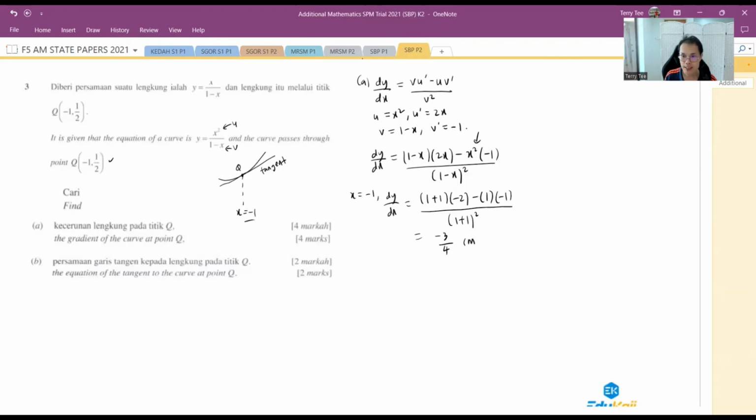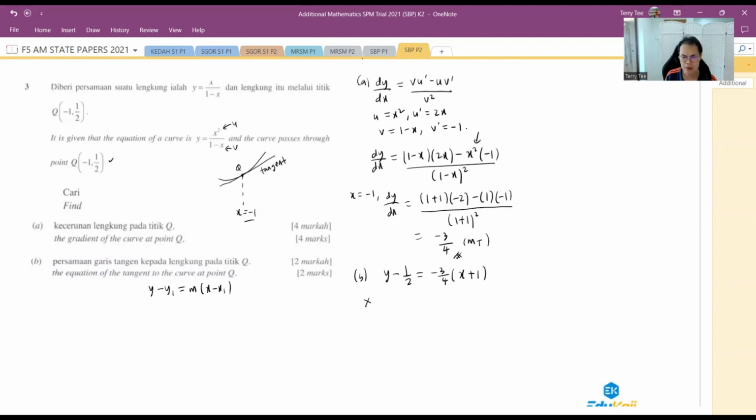So this represents the gradient of the tangent. The gradient of a curve at a point is the gradient of the tangent. In this case, -3/4. Okay, next I'm finding the equation of the tangent to the curve at point Q. Very simple. To find the equation of a tangent, normally we use this formula, y minus y1 equals m times x minus x1. This represents the equation of a straight line. I would do y minus my y1. Let's take the coordinates of point Q, which is (-1, 1/2). Your gradient of tangent is -3/4. My x1 in this case is -1. Minus -1, I put a +1.